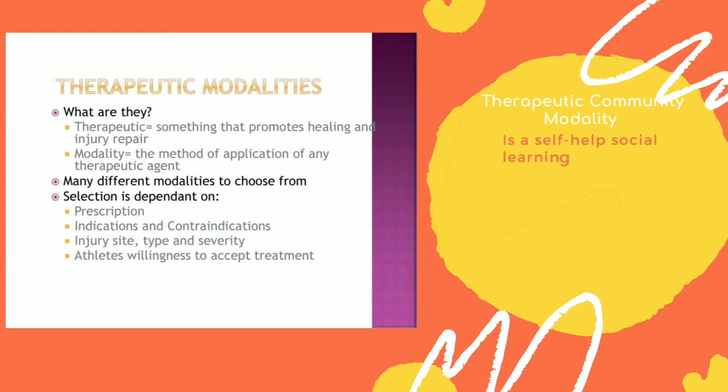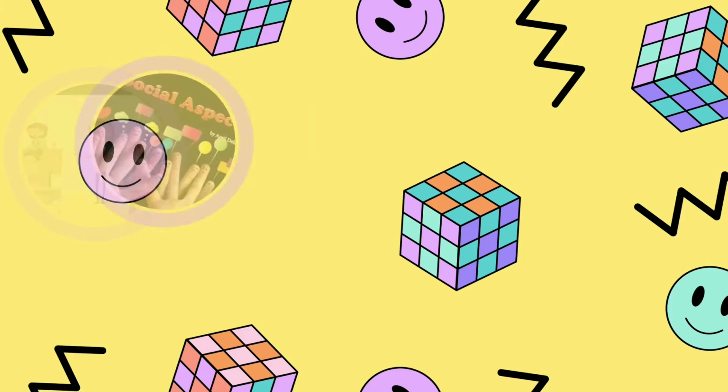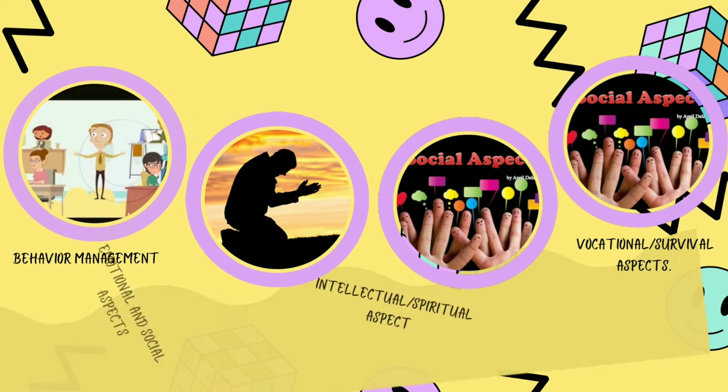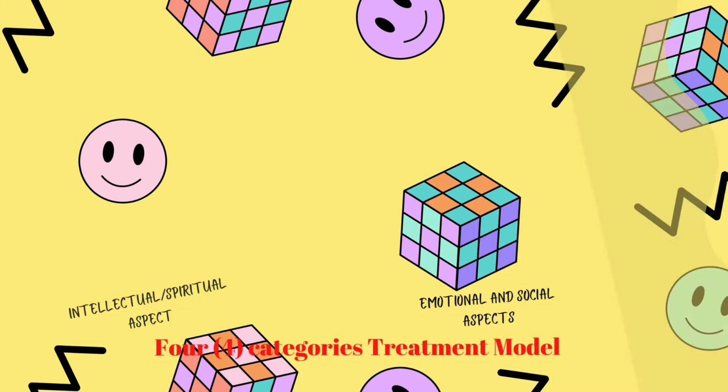On the other hand, the therapeutic community modality is a self-help social learning treatment model used for clients with problems of drug abuse and other behavioral problems such as alcoholism, stealing, and other antisocial tendencies. It also promotes healing and repairs injured individuals. The four categories of the treatment model in therapeutic modalities are behavioral management, intellectual or spiritual aspects, emotional and social aspects, and vocational and survival aspects.